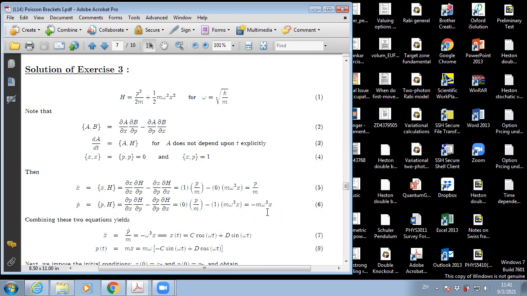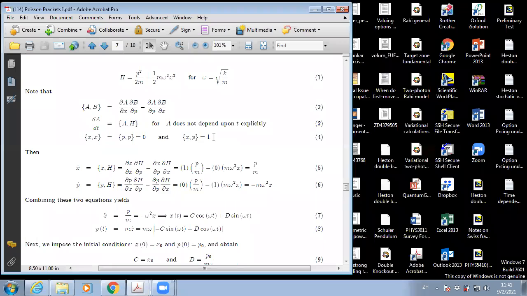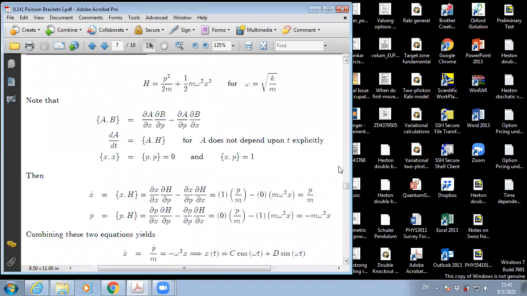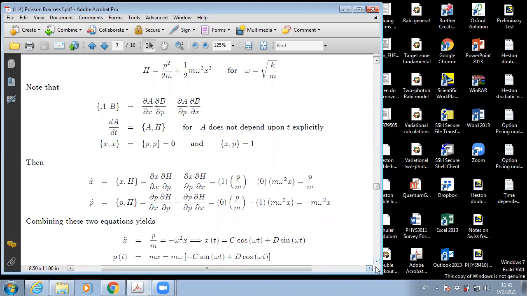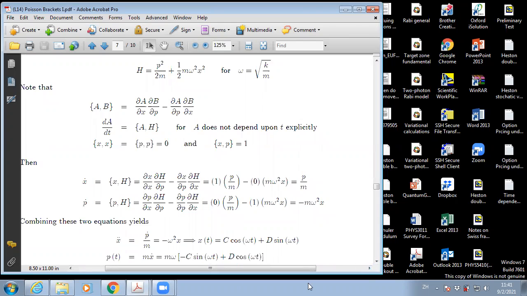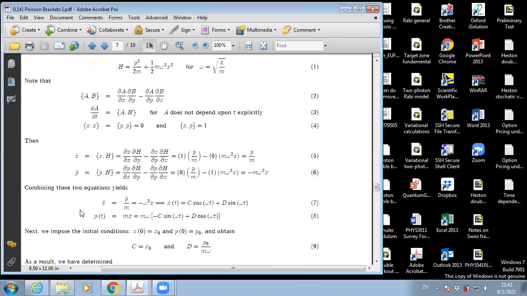All right. Okay, let me go through it once again. So if you are only interested in x(t) and p(t), this is the way to do it. We're given the Hamiltonian, then we obtain the Hamilton's equations as shown in equations 5 and 6.